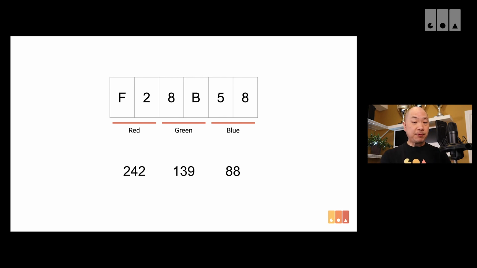So F2 represents 242 in decimal. 8B represents 139, and 58 represents 88. So that's how we represent RGB values, both in hexadecimal and in decimal.